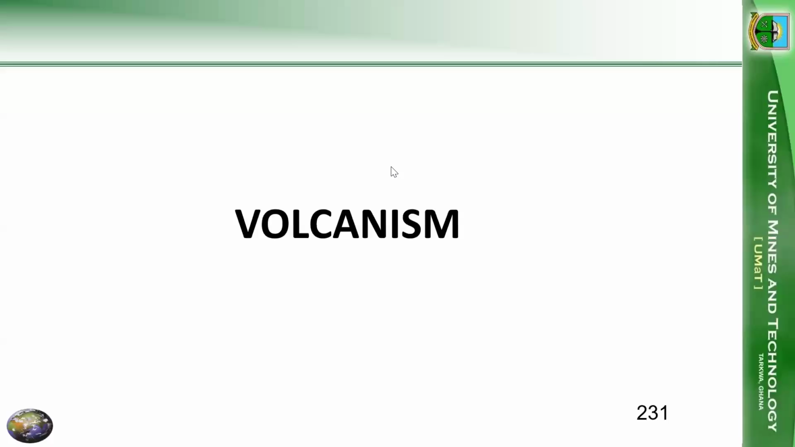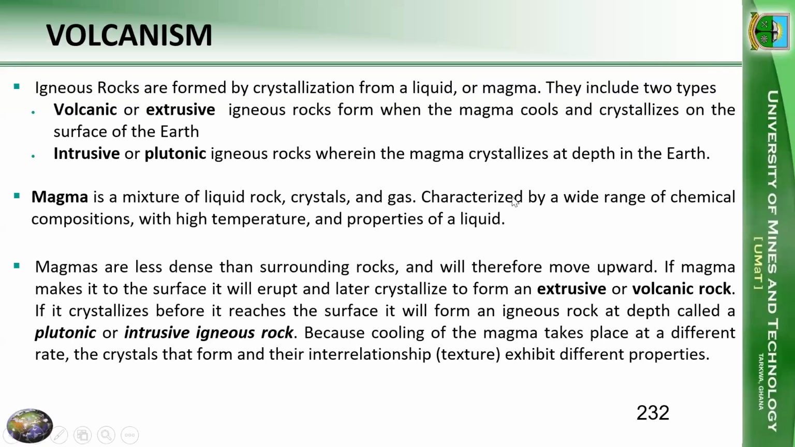Okay, so today we are going to look at volcanism. So igneous rocks are formed by crystallization from a liquid or magma, and they include two main types.